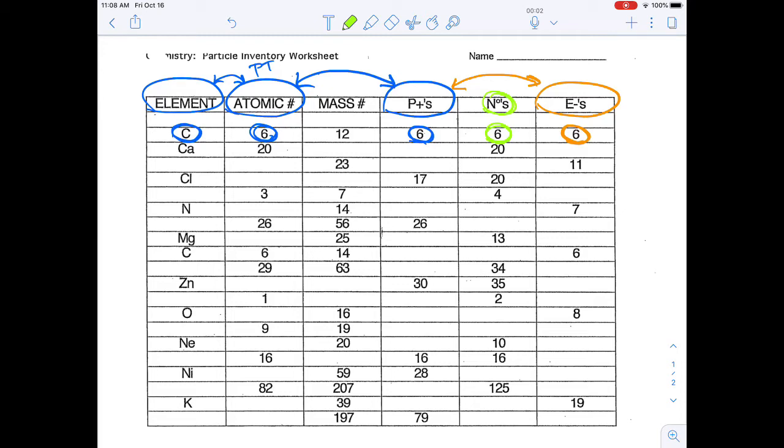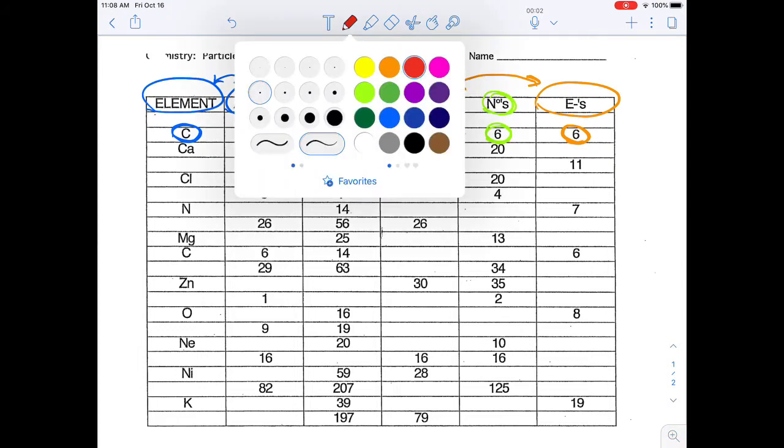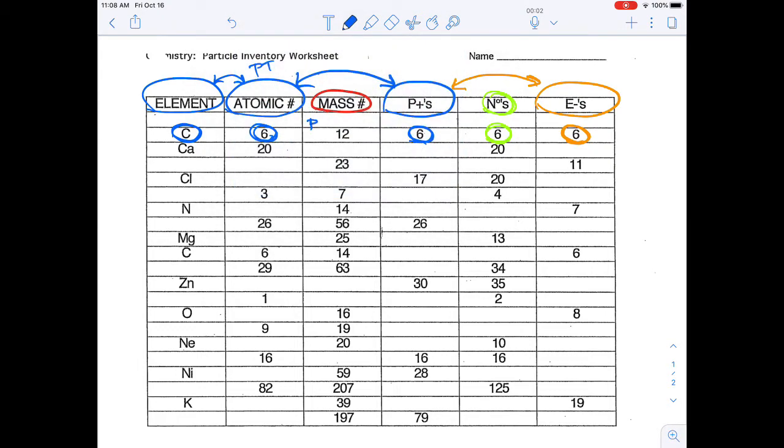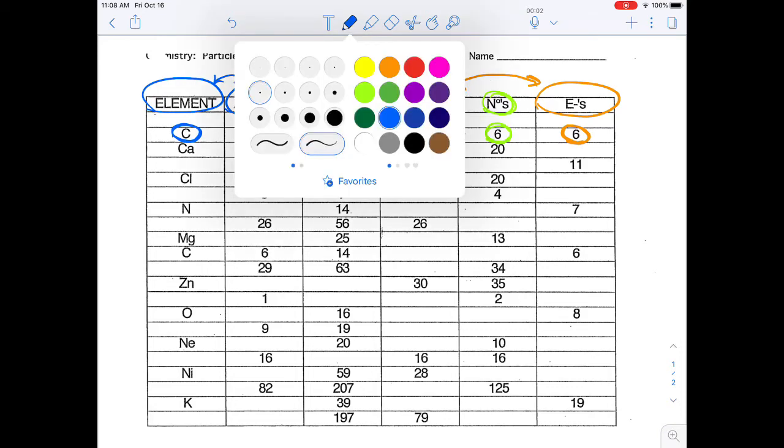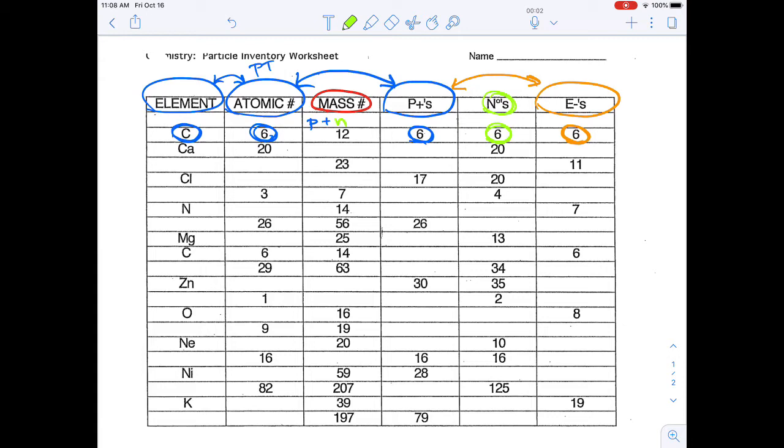And that's important because the mass number here is going to be equal to your protons and your neutrons. So your protons and neutrons have to equal your mass number. So 6 plus 6 equals 12, which is important, and it's going to help tell us a lot of things.